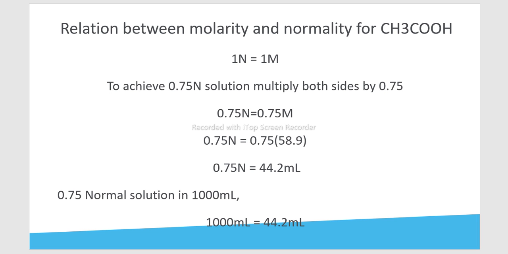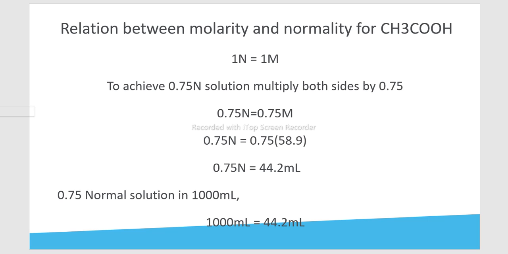Now the relation between molarity and normality for CH3COOH, basically acetate: 1 normal equals 1 molar. To achieve the 0.75 normal solution which we need, we will multiply both sides by 0.75. Then 0.75 normal equals 0.75 molar. Then put the value of the molar volume that we concluded above, that is 58.9, and multiply by 0.75, which will give us the 0.75 normal solution, that is 44.2 milliliter.